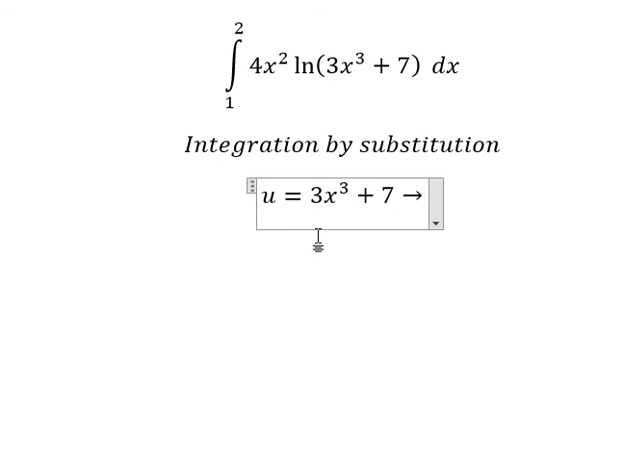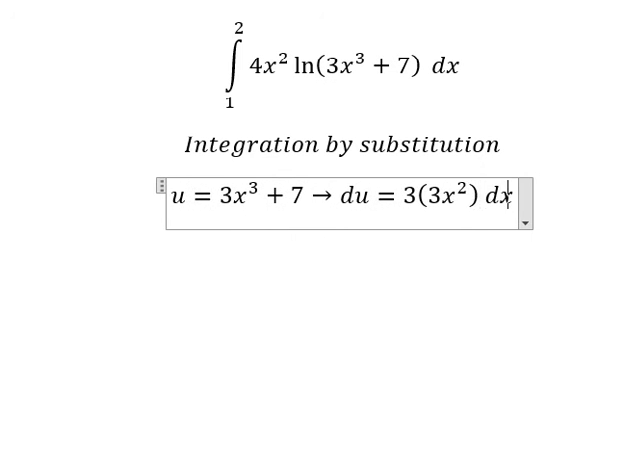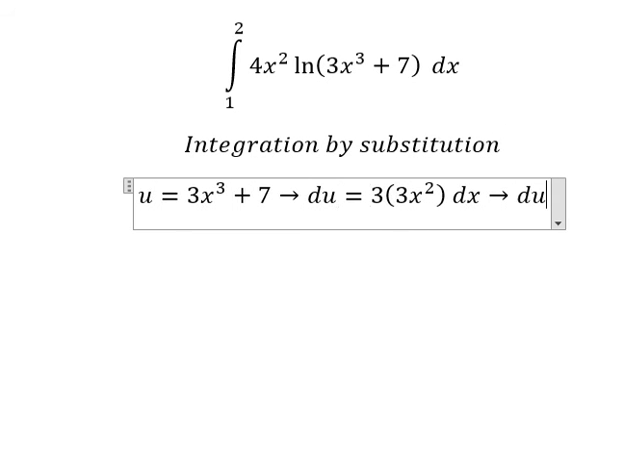Next, we need to first take the derivative of both sides, and we have it like this. This one we have 3x squared. This one is the constant, so you get 0. Because we have 9 from 3 times 3, we need to divide both sides by 9.